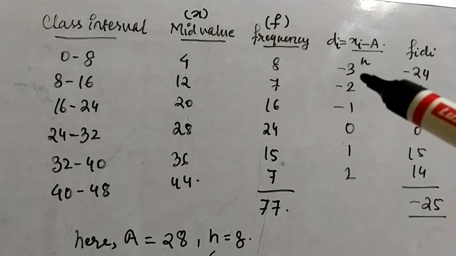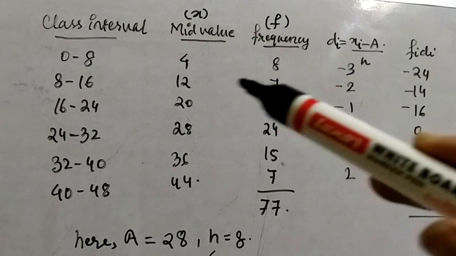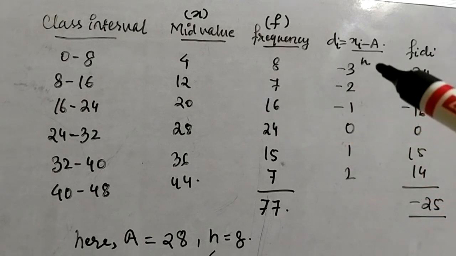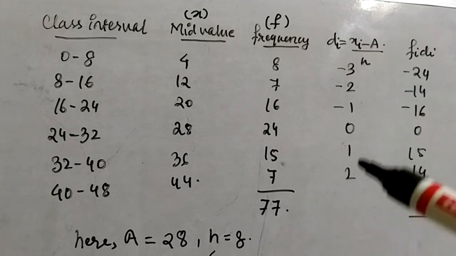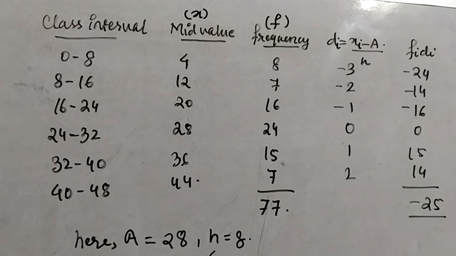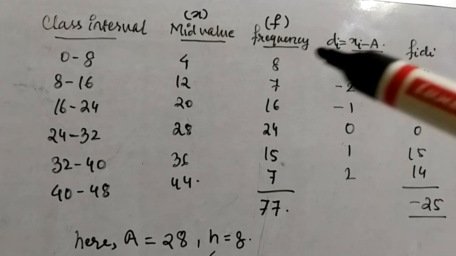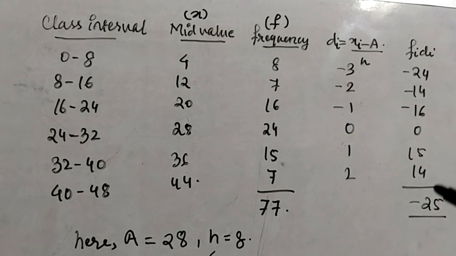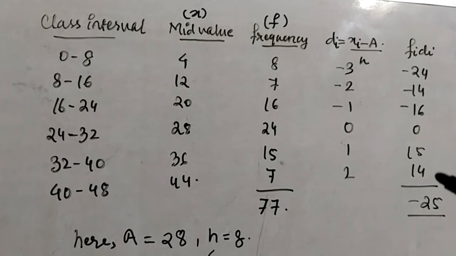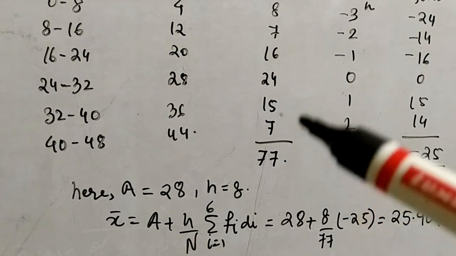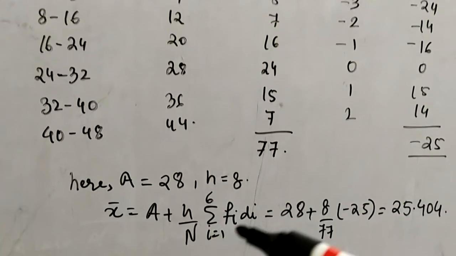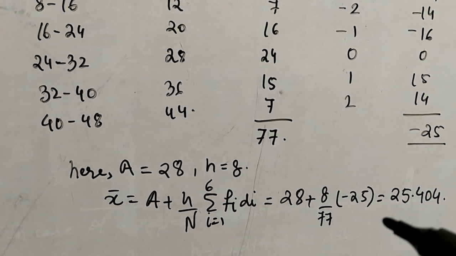Here in the first class, x1 is 4, and h is the width of the class, which is 8. Put all these values and you will get the value of d. Multiply it with each and every frequency, you will get this fi and di, and sum all these. Here this 77 is the summation of the frequency. Put these values and you will get the value of x bar.